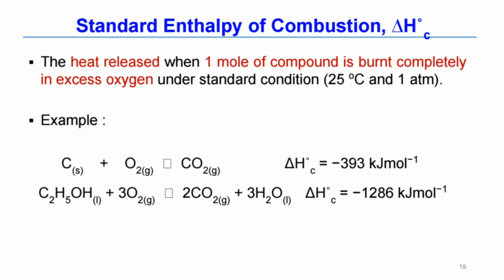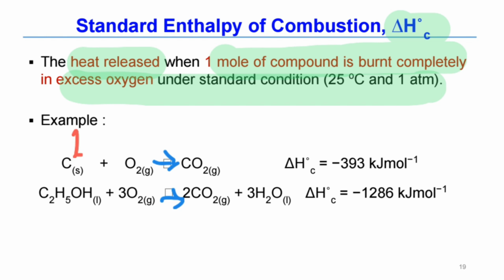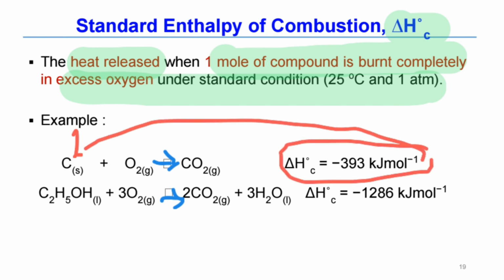Standard enthalpy of combustion, written as delta H naught c subscript, is the heat released when 1 mole of compound is burned completely in excess oxygen under standard conditions, 25 degrees Celsius and 1 atmosphere. For example, when 1 mole of carbon is burned in excess oxygen to produce carbon dioxide, this value of enthalpy is referring to combustion of 1 mole of carbon.